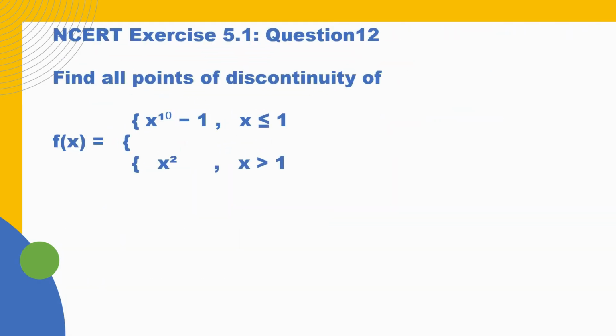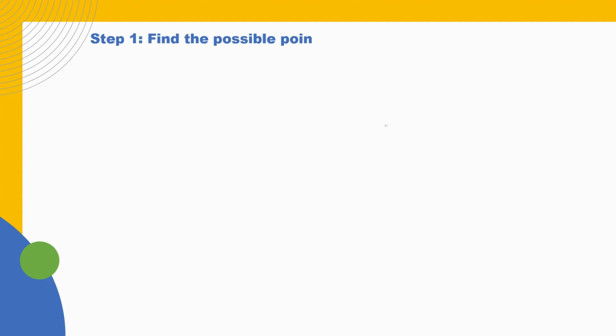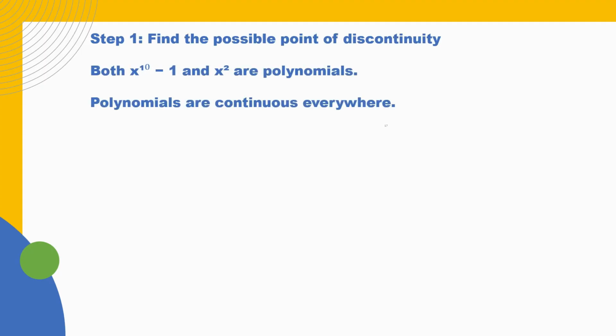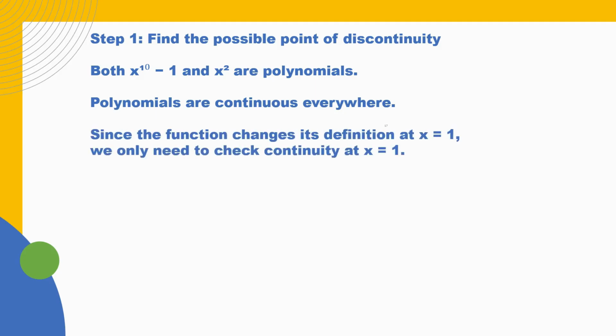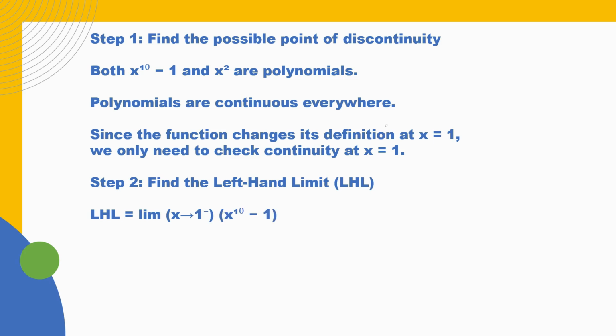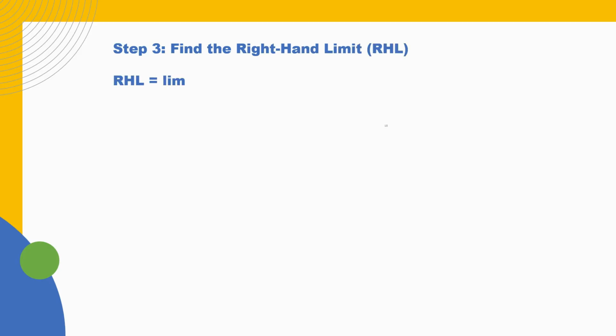Let's solve question number 12. This is a piecewise function, so the first thing we should identify is where the definition changes. Here, it changes at x equals 1. Both parts of the function are polynomials, and we know that every polynomial is continuous everywhere. Therefore, the only point we need to check is x equals 1. First, let's calculate the left-hand limit. Substituting x equals 1 into x raised to the power 10 minus 1, we get 1 minus 1, which is 0. Next, the right-hand limit. Substituting x equals 1 into x squared gives 1.